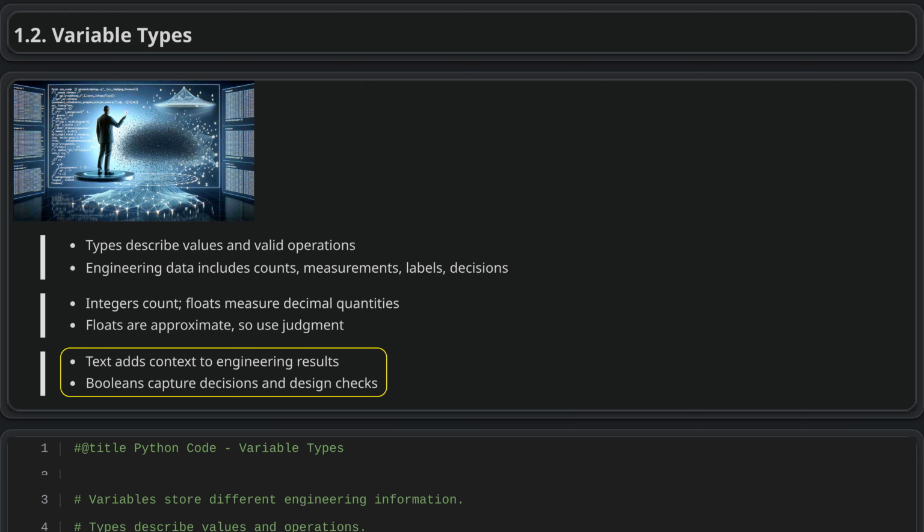In Python, text and Boolean values help make data easier to understand, even in numerical work. Text can label information such as names or locations, while Booleans record true or false conditions, like whether a value is in range. Python can often infer a value's type, but choosing the right type helps both the program and the user understand what the data means.